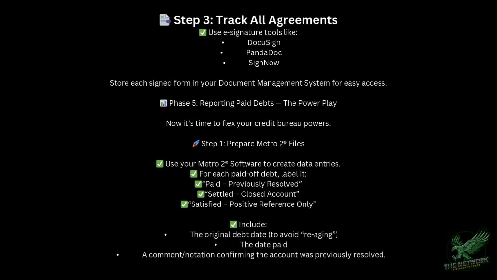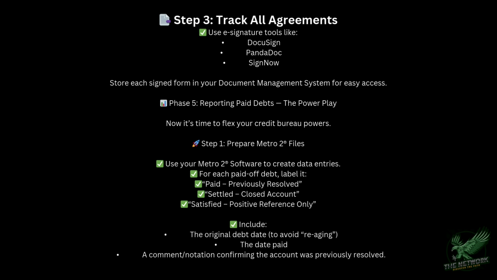So this is where the debt is starting to get reported as a primary line. Now it's time to flex your credit bureau powers. So prepare your Metro 2 file. Use your Metro 2 software to create data entries for each paid off debt. Label it paid, previously resolved, settled, closed account, satisfied, or positive reference only. In this case, let's say paid. Include the original debt date to avoid re-aging.